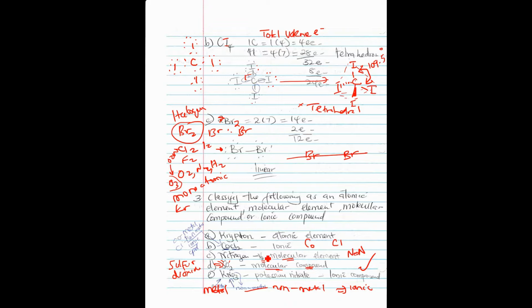Again, remember nitrogen gas is made of the same element, so it's a molecular element. It's molecular because it's a gas. Sulfur dioxide is a gas, so it's molecular, but it's a molecular compound because you have two different elements in it. Let's see.